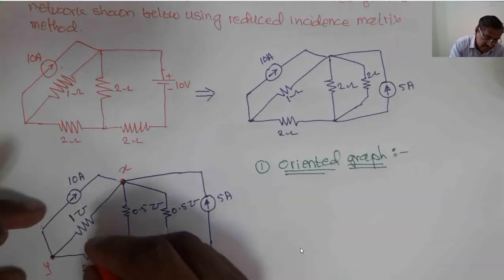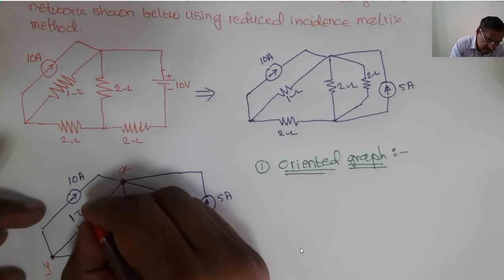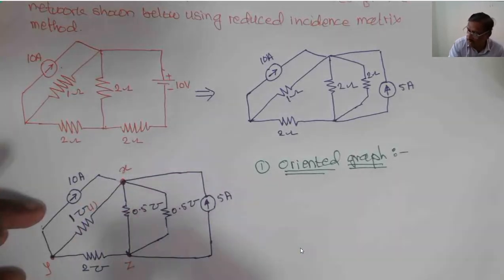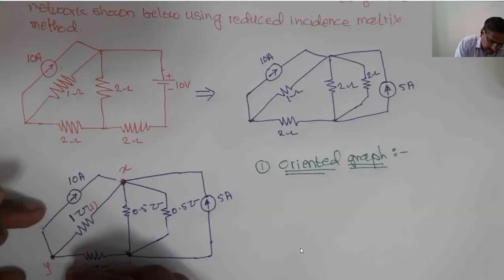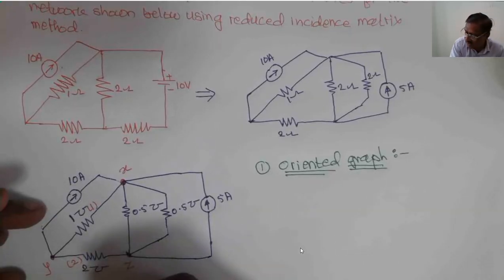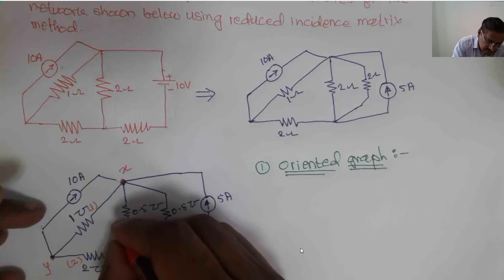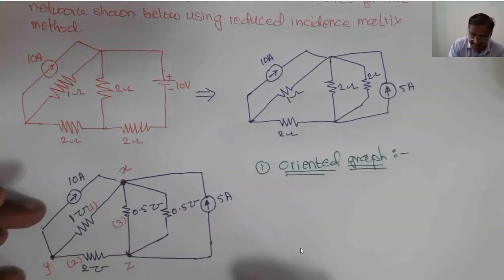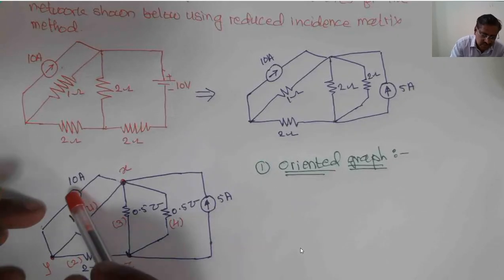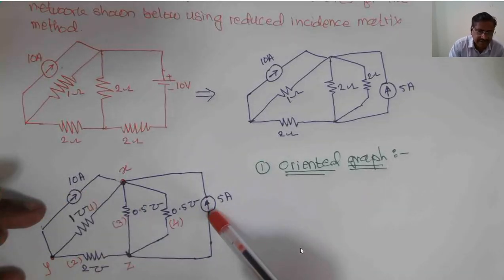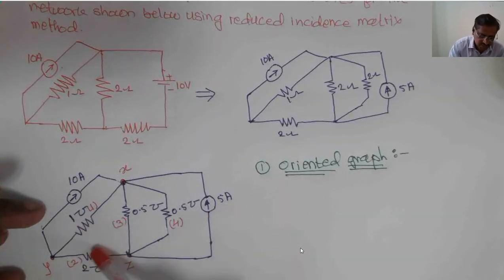At the same time, we will give numbers to the branches. This is branch number 1. Then this is branch number 2, the second branch. Then I will name this branch as branch number 3. And the next one is branch number 4. These current sources are replaced by their infinite internal resistance while drawing the oriented graph. That's why we are considering branches 1, 2, 3, 4.